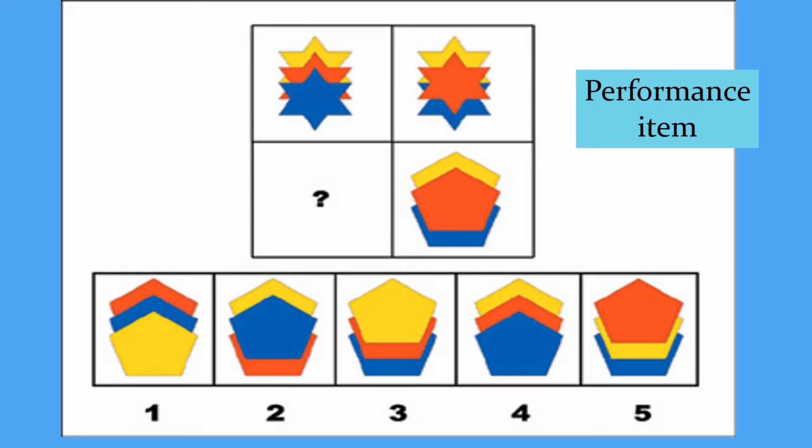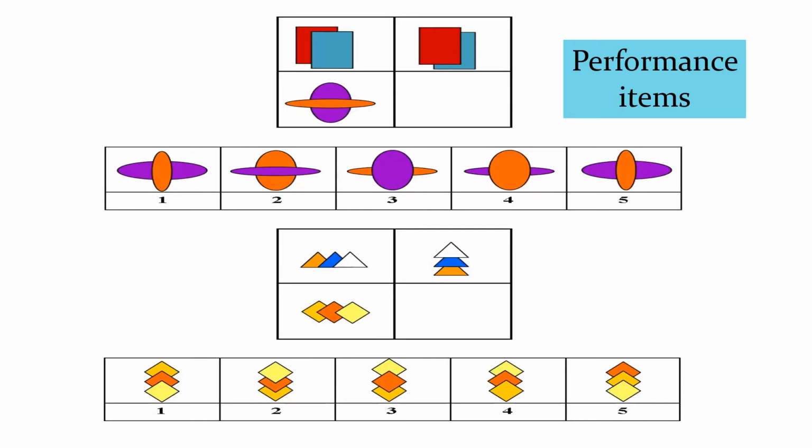Would you like to try a performance item similar to what you might find on an IQ test? Which of the 5 choices belongs in the square with a question mark? Have you got it? It's number 4. Would you like to try a couple more performance problems? On the top, the answer is number 3. And on the bottom, did you get it? It's number 2. Yay, you got it right.